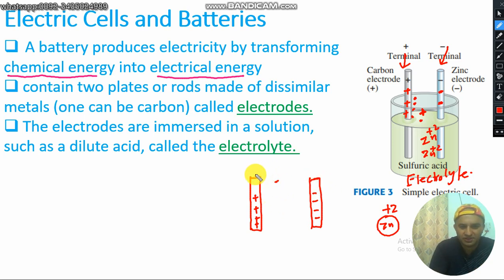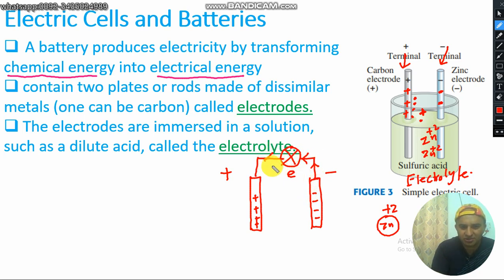If we place any bulb or any device between the two metal plates, these two electrodes, there is a potential difference. This is the plus charge and this is the minus charge, so the current, the electrons, start flowing through the external circuit.